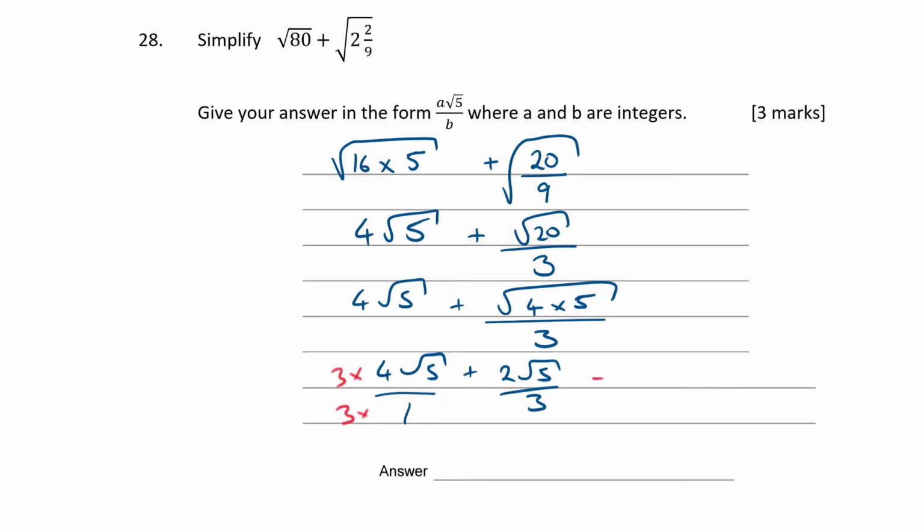So that is equal to 12 root 5 over 3 plus 2 root 5 over 3. So now I've got two fractions with the same denominator, so I simply add the numerators together. 12 root 5 over 3 plus 2 root 5 over 3 is going to be 14 root 5 over 3. So it's in the form of a root 5 over b now, isn't it? Where a is 14 and b is 3.